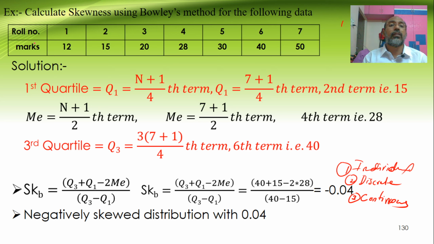Okay, the first example is this one. The marks are given. Marks we call x values. Roll number has no role in the data set; it is just sequencing the number. Before doing this, we have to arrange the data in ascending order. In the example itself it is already in ascending order. The first step is ascending order, so arrange the data.